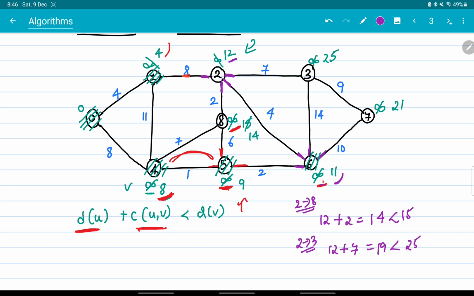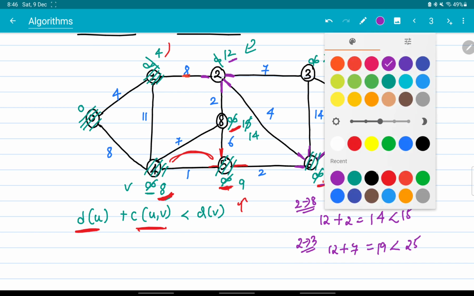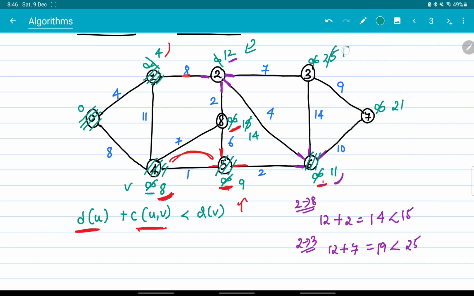Distance of 3 is 25. Is 19 less than 25? Yes, 19 is less than 25. Cut it, make it as 19. Now all the nodes are visited, right? 2 to 1 was visited, 2 to 8 done, 2 to 6 already visited, 2 to 3 done. So cut 2 as well.